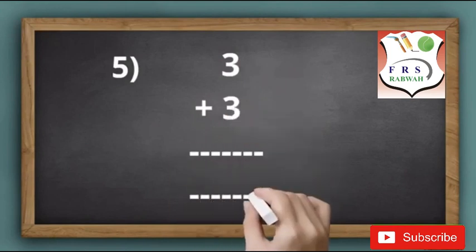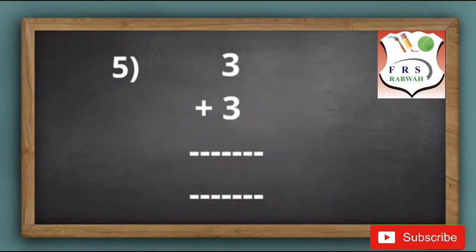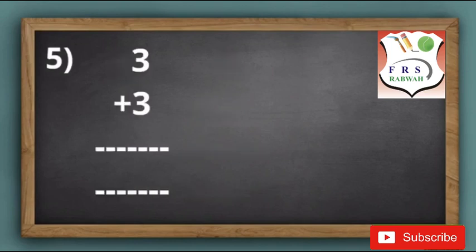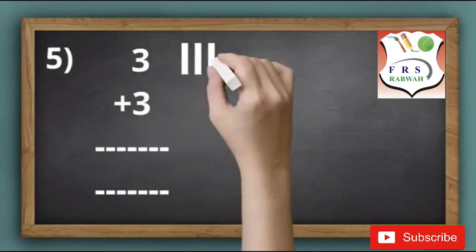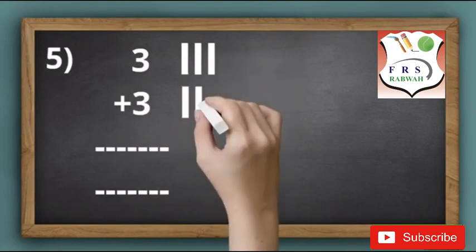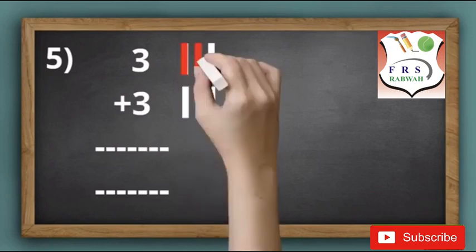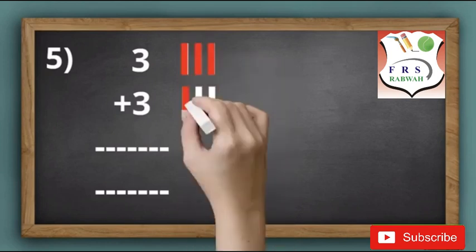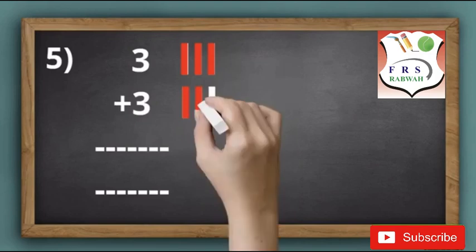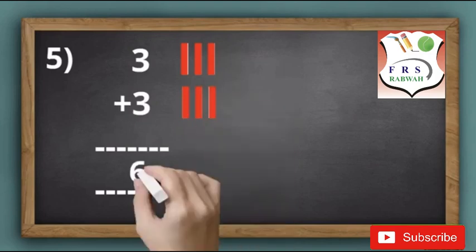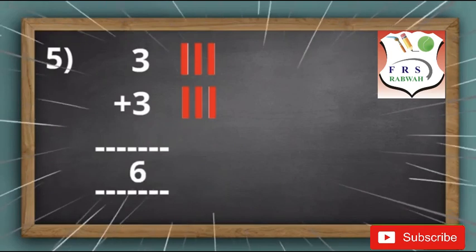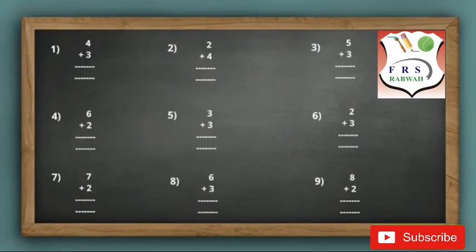What is 3 plus 3? 3 lines to represent 3. 3 lines to represent 3. Now, let's count together. 1, 2, 3, 4, 5, 6. You guys are doing great. Let's take a look at the next question.